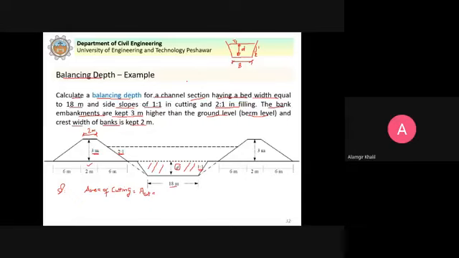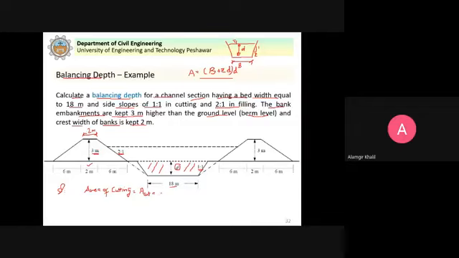So we have the formula here. What is the formula for this area? This is equal to B, the bottom width, plus Z, which is the slope, into D, and this whole multiplied by D. This is the area. So this equation you can use.